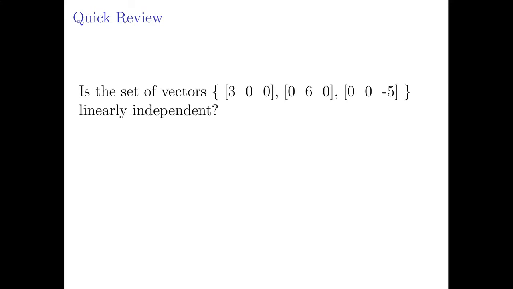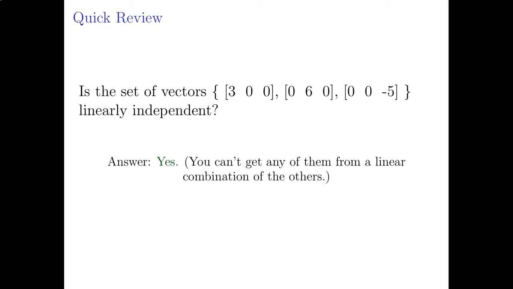What about this one? 3, 0, 0, 0, 6, 0, 0, 0, negative 5. Those are going to be linearly independent. By inspection, you can see that each one of them just has one component. This is completely x-ish, this is completely y-ish, this is completely z-ish. Clearly, we can't make any of them from any of the others, therefore they are independent.